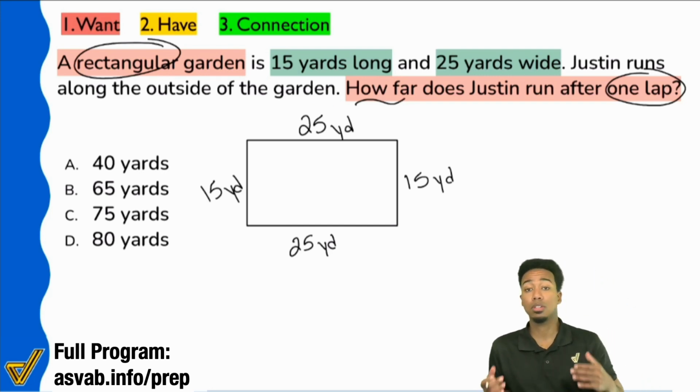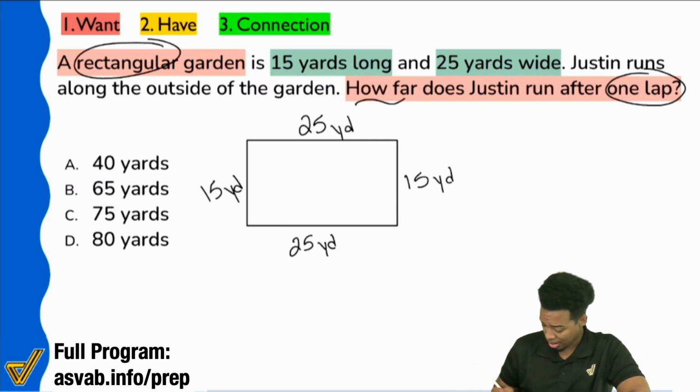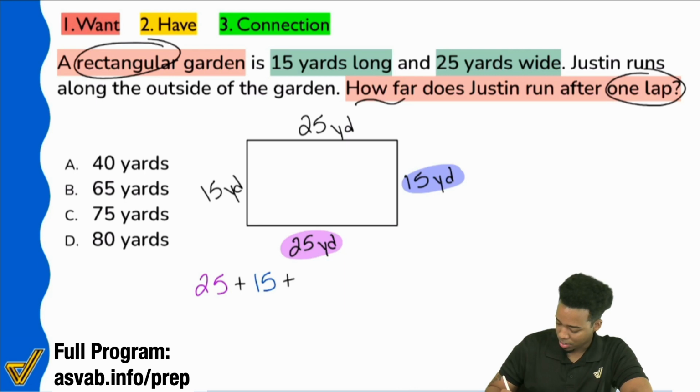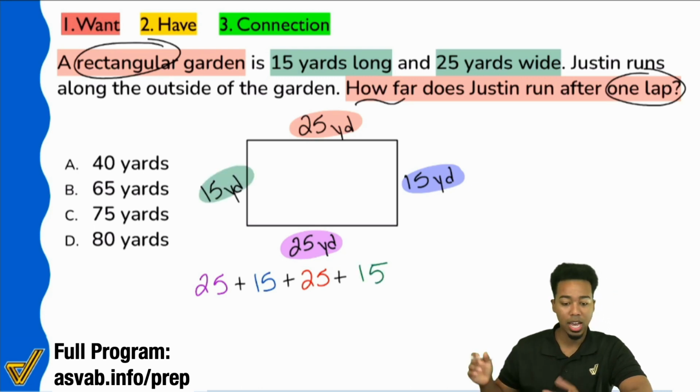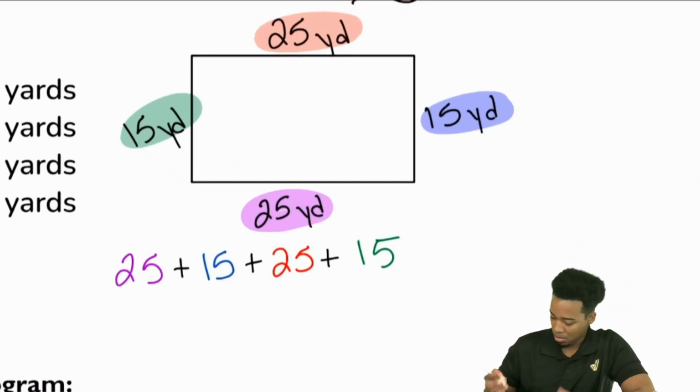So with perimeter, you can use your formula if you want to, or you can just add everything up. Either way, it works out just fine. Watch. I'll use different colors here. 25 plus 15, plus, I'll use red here for the other 25. And then we add the last one, 15 yards in green. Cool. So I just highlighted everything a different color, and you'll see that if we're going the distance around to get one full lap, there it is right there.